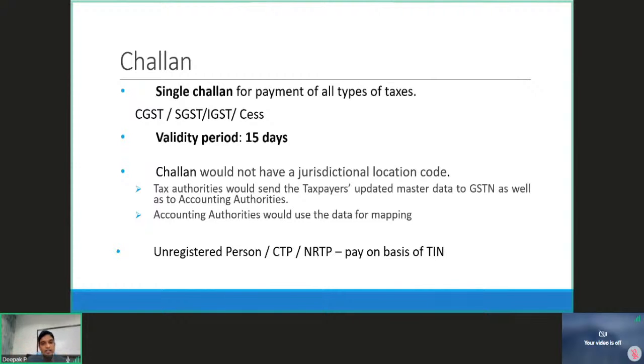Accounting authorities and tax authorities would send the taxpayer updated master data to GSTN as well as to accounting authorities. That is, the back-end authorities also will send the data. Tax authorities will link the GSTN number to the authorities, and they will get the details saying that within my jurisdiction, there will be jurisdictional departments within the jurisdictional branch. They will get to know how much this person has deposited. There is no separate requirement of mentioning the jurisdictional authorities in the challan.